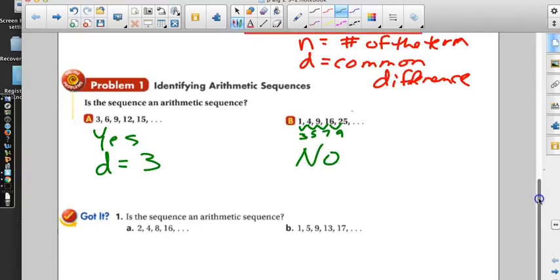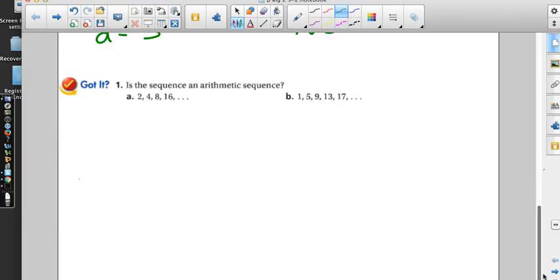All right, you've got two more. Take a second, go through those two, and check in with the chicken wing elbow partner. If you do find one that you believe is arithmetic, go ahead and write down your d value. It has to be strictly addition. It has to be the same number every time in order to be arithmetic. Check in with somebody. Make sure you're getting the same stuff.